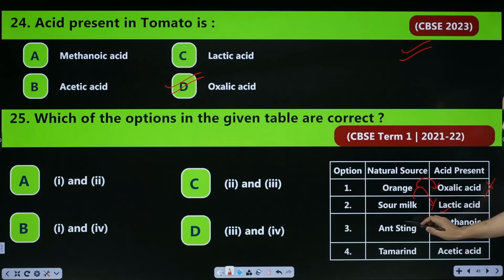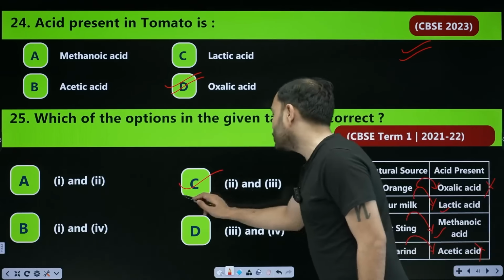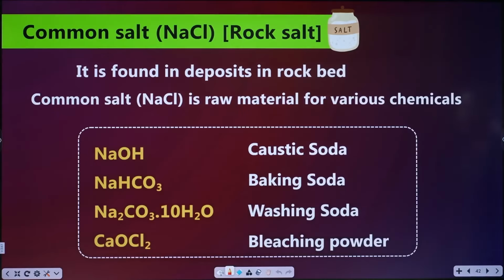Ant sting, what was there? What was the ant eating? Methi paratha, methanoic acid, correct. Tamarind means imli, tied to the tar, tartaric acid, is wrong. Option 2 and 3 are correct. So option 2 and 3 are correct. Chalo bhai, let's move ahead.